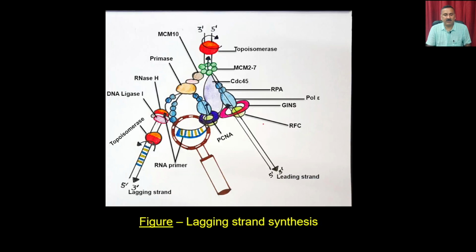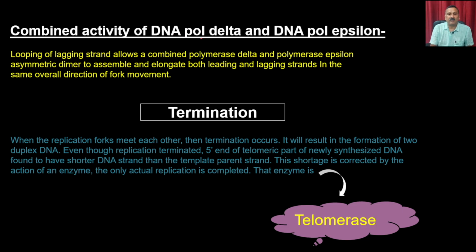So, this is all we are going to show for the lagging strand synthesis, where you have the synthesis of the RNA primer, the unwinding of the DNA, and so on. Combined activity of DNA pol delta and DNA pol epsilon: looping of the lagging strand allows a combined DNA polymerase delta and DNA polymerase epsilon asymmetric dimer to assemble and elongate both leading and lagging strands in the same overall direction of the fork movement.